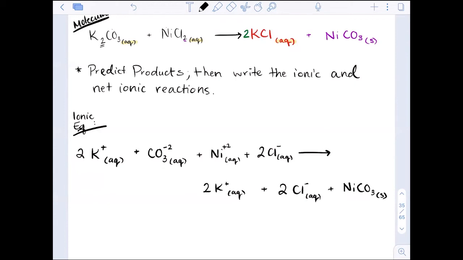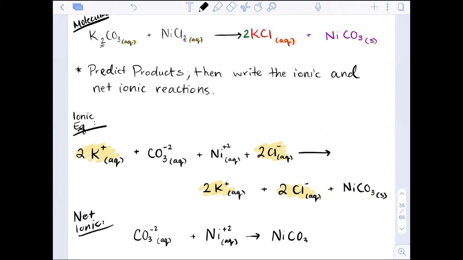Now, for my net ionic equation, I do want to identify spectators, potassium and chlorine. So my ionic equation is written, but to write the net ionic, I want to remove those spectators. Carbonate, aqueous, plus nickel, aqueous, yields nickel carbonate, solid. Excellent.